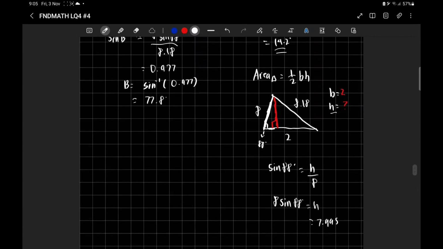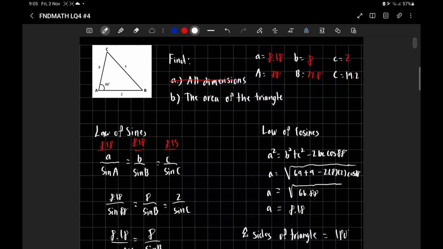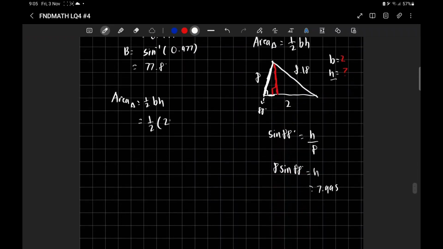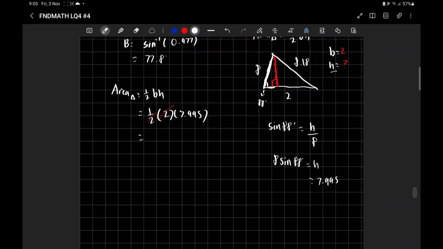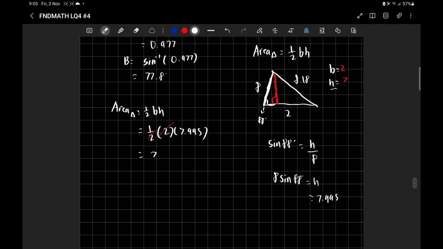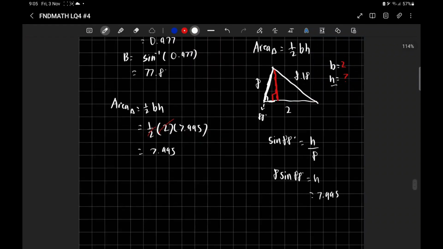So now we can plug in the area. So area of the triangle is just 1/2 base times height. We've got the base, which is already 2, right? 2 times 7.995. So let's try to plug it in our calculator. Actually, it's just cancel out, right? I forgot, sorry, clumsy me. So the area is just equal to 7.995. Okay.